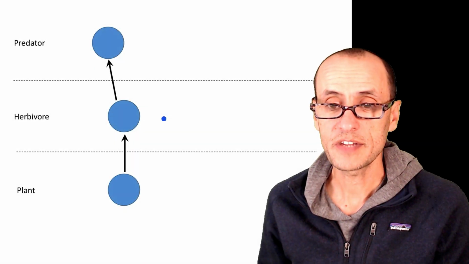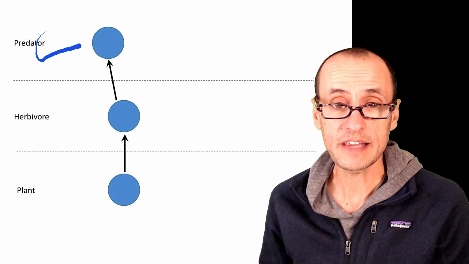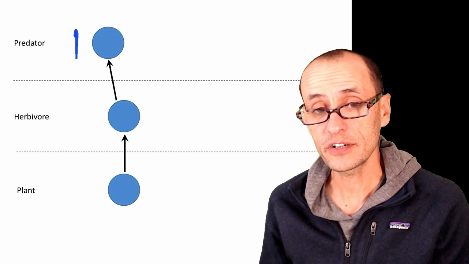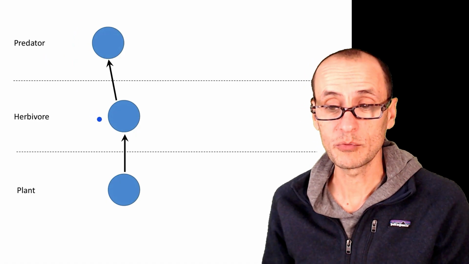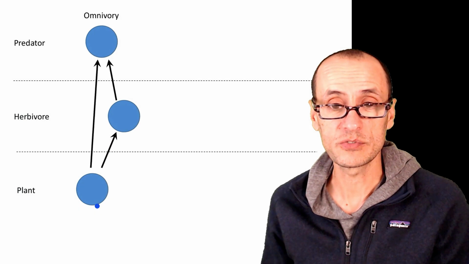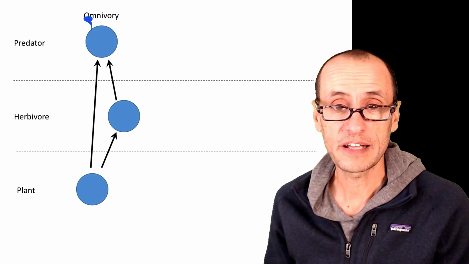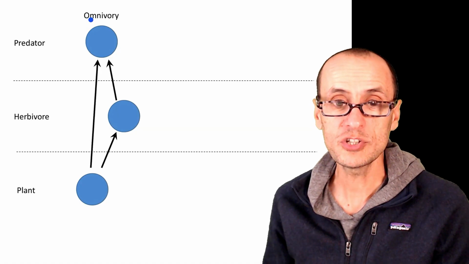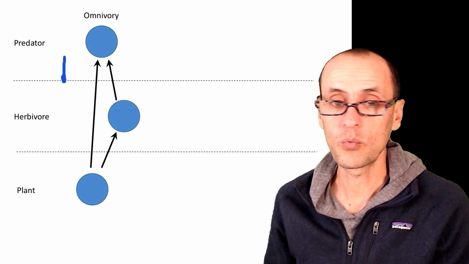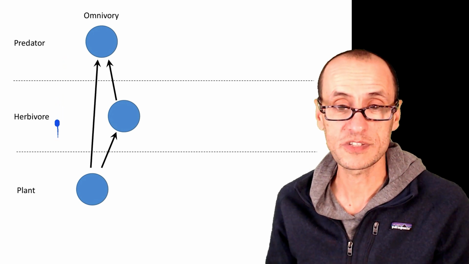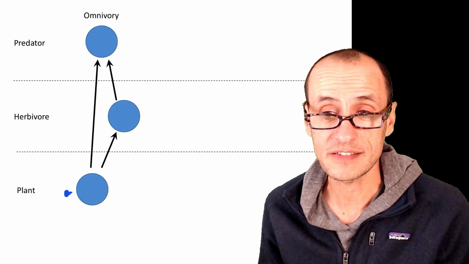Here's an example, on the other hand, of what you might get if something that we classify as a predator might actually feed on not just one trophic level below, but on two trophic levels below. This is often referred to as omnivory. Something that's an omnivore, like me and you, we will feed on things that might be predators in one instance and on herbivores in another instance. Or we might even feed on plants directly.